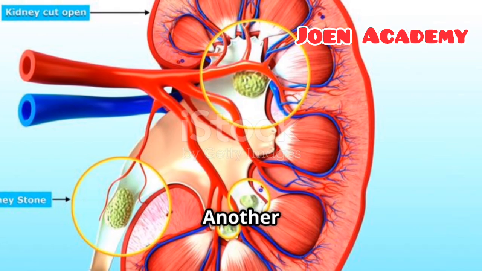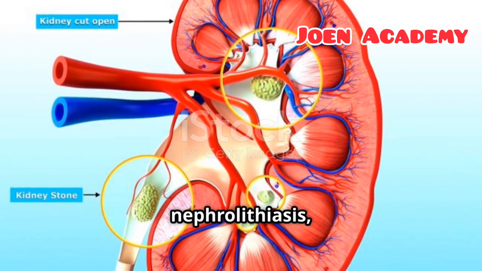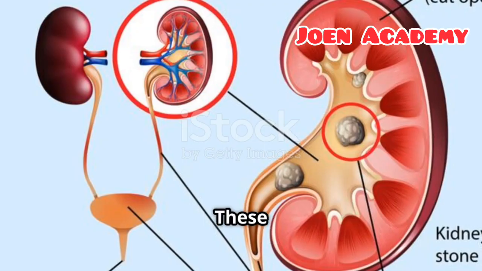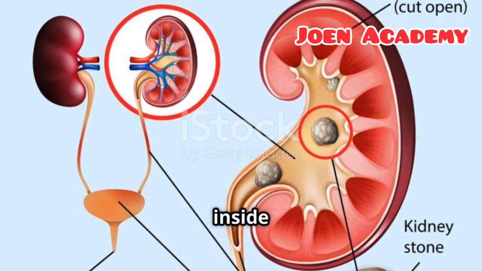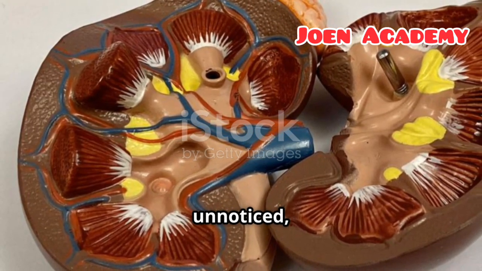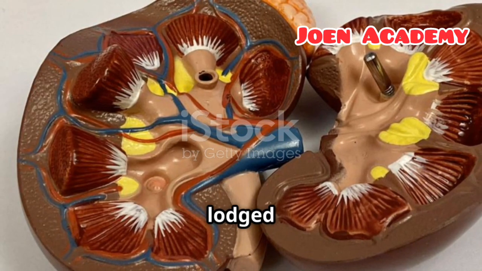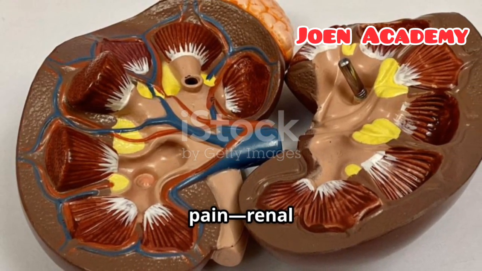Another common and acutely painful condition is nephrolithiasis, or kidney stones. These are hard deposits made of minerals and salts that form inside the kidneys. While small stones may pass unnoticed, larger stones can become lodged in the ureter, causing obstruction and intense pain, renal colic, bleeding, and infection.